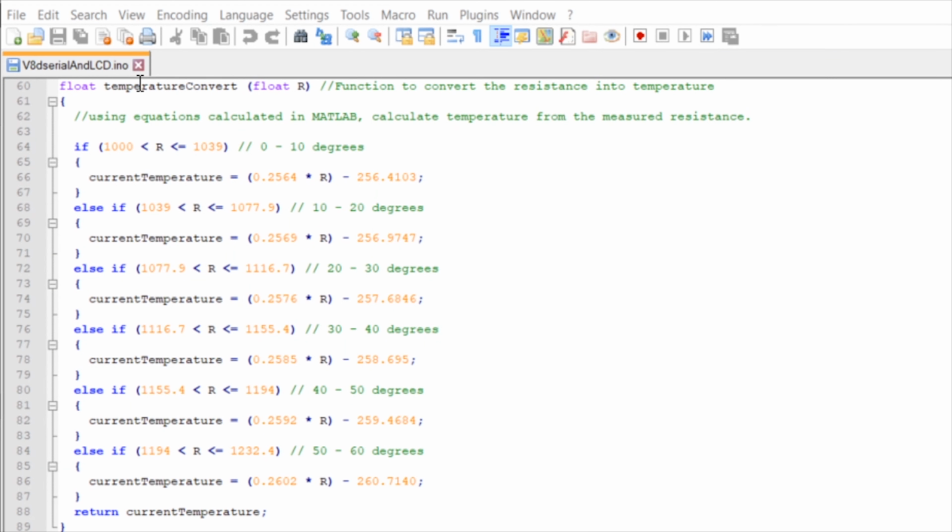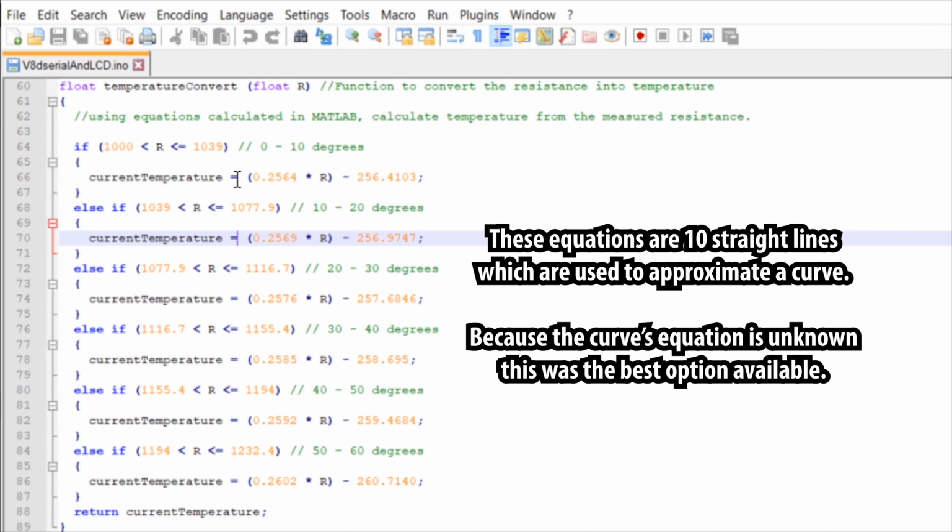The Arduino then passes the resistance to the temperature convert function, which uses equations which have been calculated in MATLAB to convert it into temperature. These linear equations represent the PT1000 lookup tables that would usually be used in industry to find the temperature. Since these tables are large and take up memory on the Arduino, the decision was taken to convert the tables into linear equations.